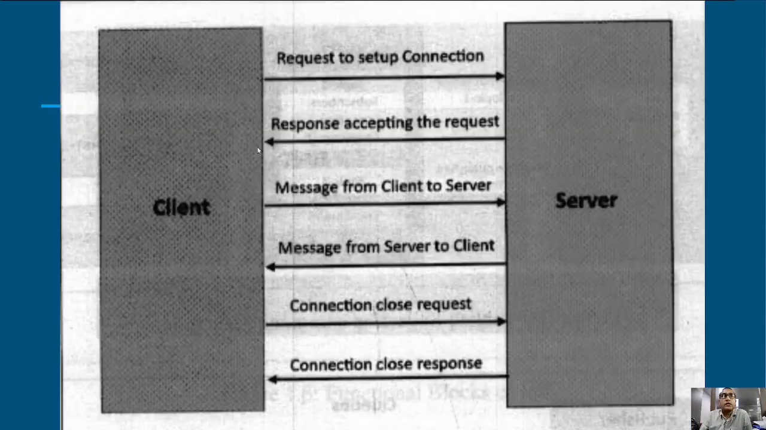This is the diagram of a client-server strategy, and this is basically depicting the exclusive pair communication model. As you can see, there is a request to set up a connection from the client to the server. In response to the client's request, the server responds, accepting the request. Now the message transmission can take place from client to server and from server to client. This is bidirectional and goes on in parallel. Now the connection close request can be sent by the client and then the connection close response is sent by the server.